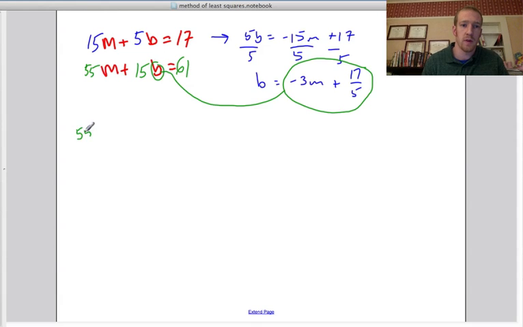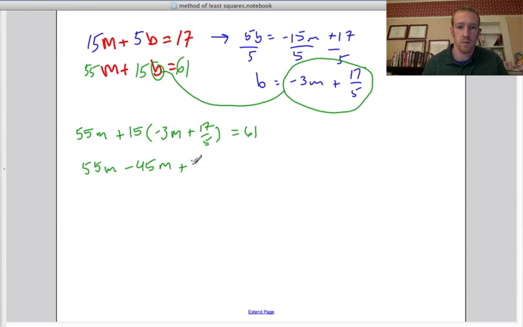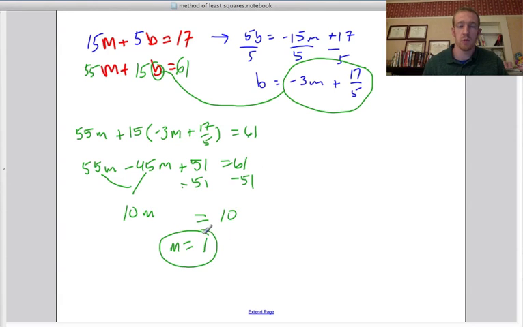So now we're just going to take this, following the method of substitution, and substitute that in for b here. So we get 55m plus 15 times our substituted in expression. So we replaced b with what b is equal to over here. And now we just distribute and solve. So m equals 1. So now we have part of our equation. So the slope is 1.